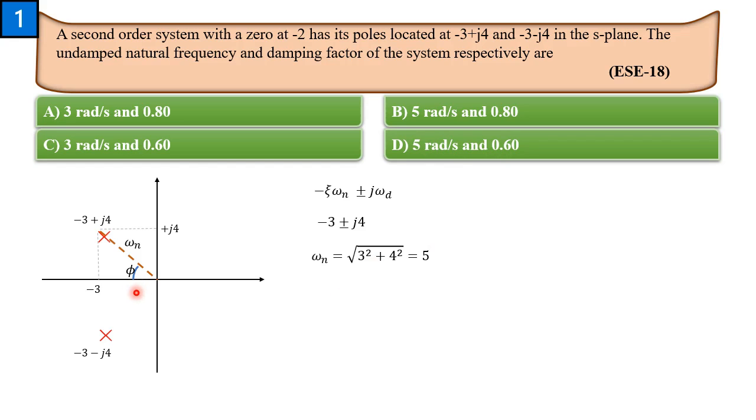So as we know, zeta is given as the cosine of this angle. To find cosine, we have to take base upon hypotenuse. Base is 3, hypotenuse is 5, as we have calculated here. So 3 upon 5 is 0.6. So here option D will be correct. D option. Okay, so now we will move to our next question.